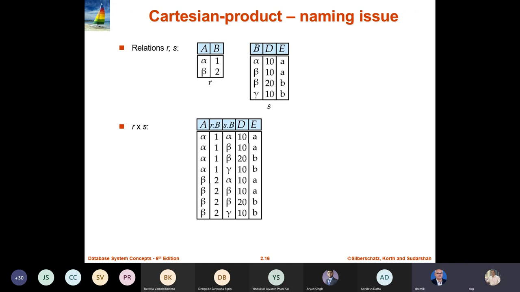Another thing: in this case, the attribute sets of R and S are non-overlapping, there is no common attribute between them. If there is a common attribute between the relations R and S, then there is a naming issue, right? So what we do is write R dot B and S dot B. We represent this in this sort of fashion when we do a cross product. Okay. So if these two tables are there, then we represent them in this form.